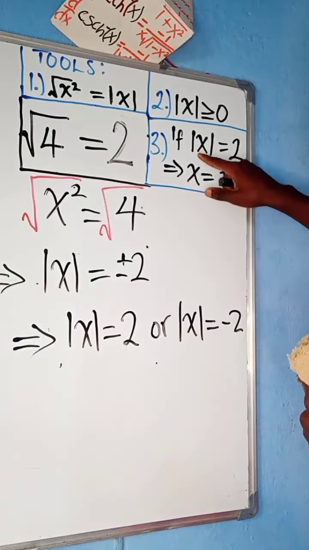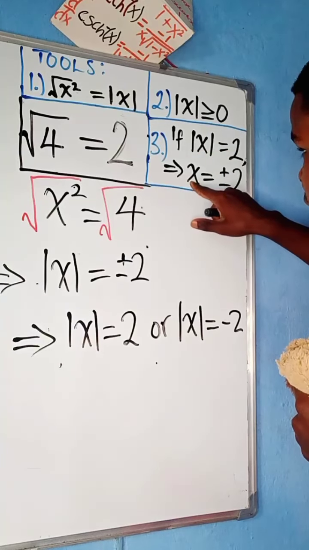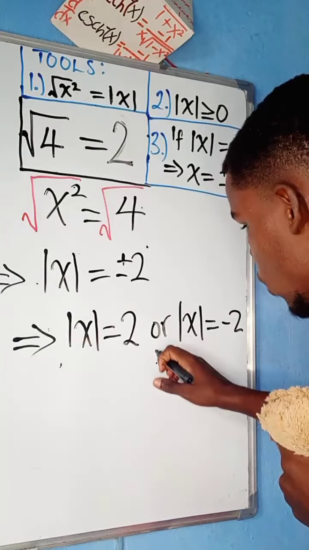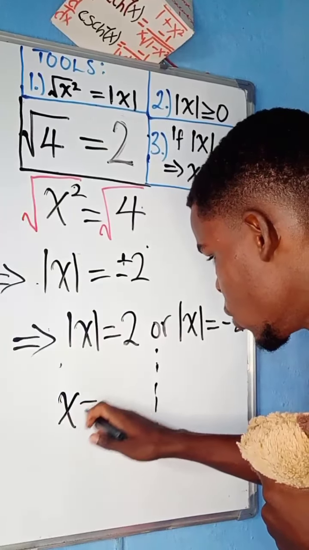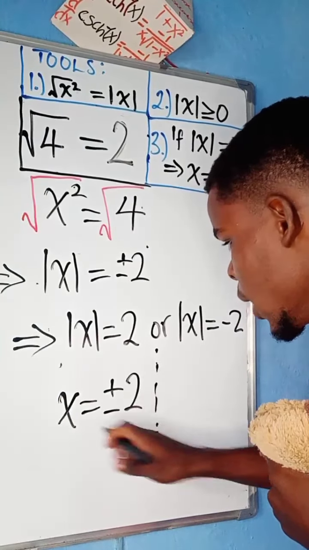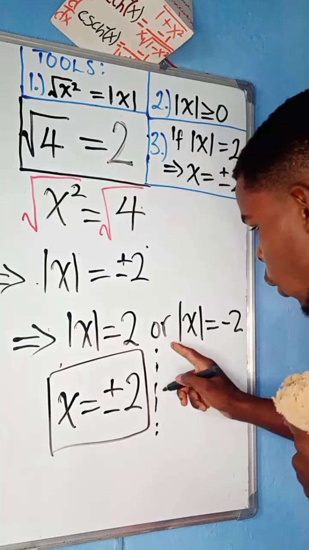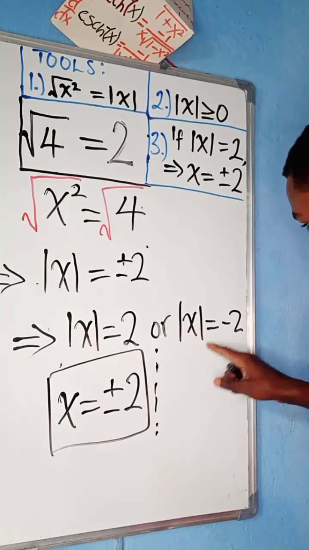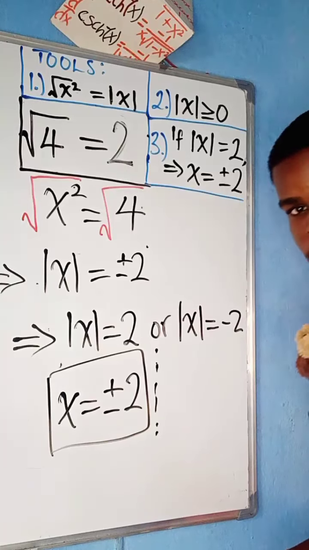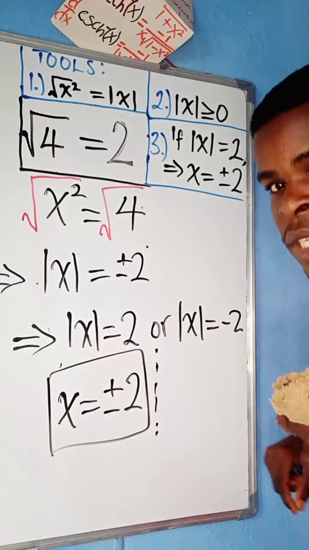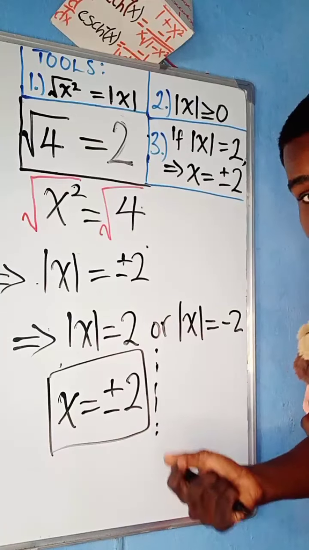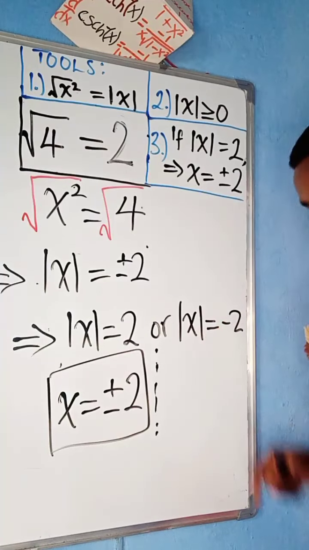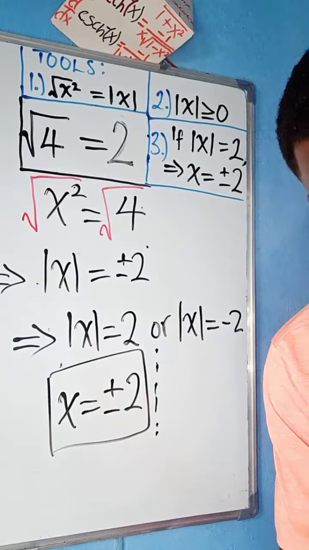Good. So if the absolute value of x is equal to 2, then that means that x can be positive or negative 2. So let me just do a little division like this. So that means that x is equal to positive or negative 2. That makes sense. Or, on the other hand, if the absolute value of x is equal to negative 2, look at the second tool. The second tool tells us that the absolute value of x can only be bigger than or equal to 0. But here we have that the absolute value of x is equal to negative 2.